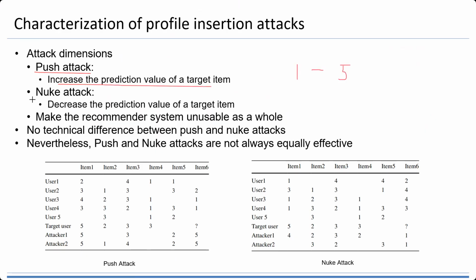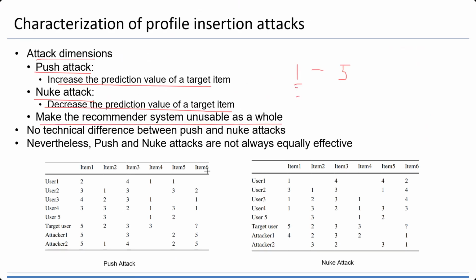The other concept, we call it nuke attack. Nuke attack means decrease the prediction value of the target item. So if we have 1 until 5, then we will focus on 1. So this kind of attack will make the recommender system unusable as a whole.